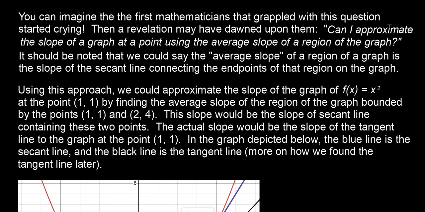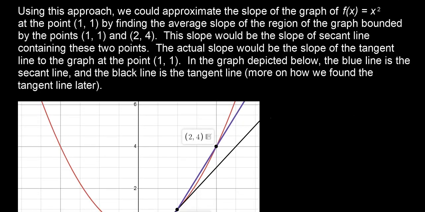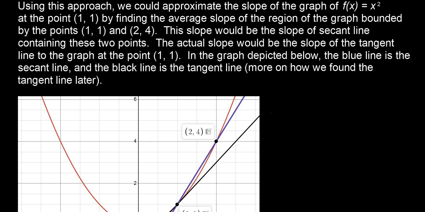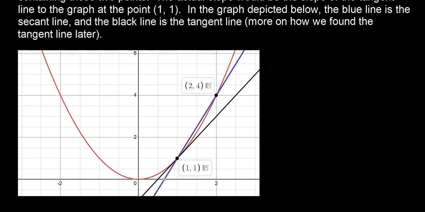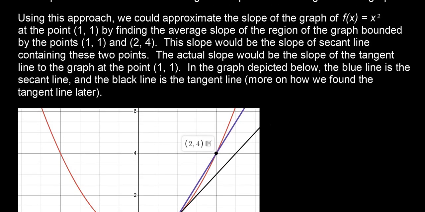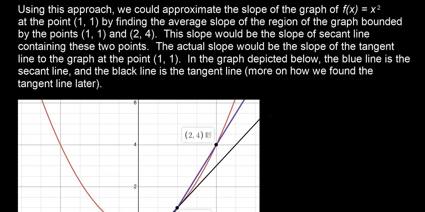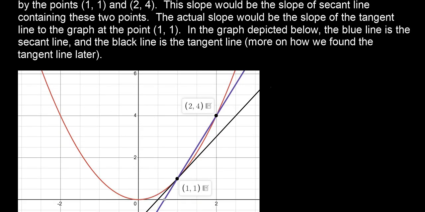So here's the approach I want to try to take. I'm imagining I'm the first mathematician that's done this. And I have no way of knowing how to get the slope at 1, 1. So what I'm going to do instead is find the average slope bounded by the points 1, 1, which is the point I'm interested in, and 2, 4. I want to find the average slope of that snippet of graph, right?